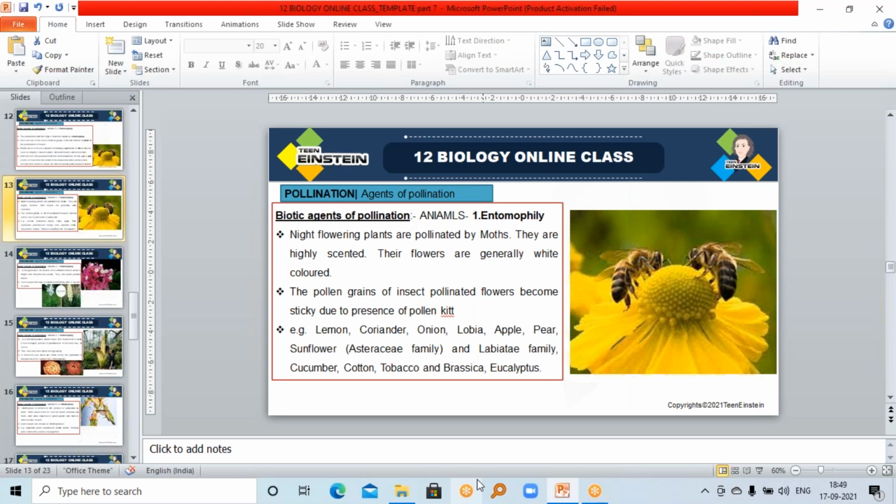So pollen grains are sticky. In the insect pollinated flowers, the pollen grains are sticky due to the presence of pollen kit. And the pollen kit consists of lipid and carotenoids. Note down, pollen kit consists of lipid and carotenoids, both are present in pollen kit. That makes the sticky substance called pollen kit. And pollen kit is the protective envelope and adhering agent. Because of that, the pollen grain sticks to the body of the insect. Okay.